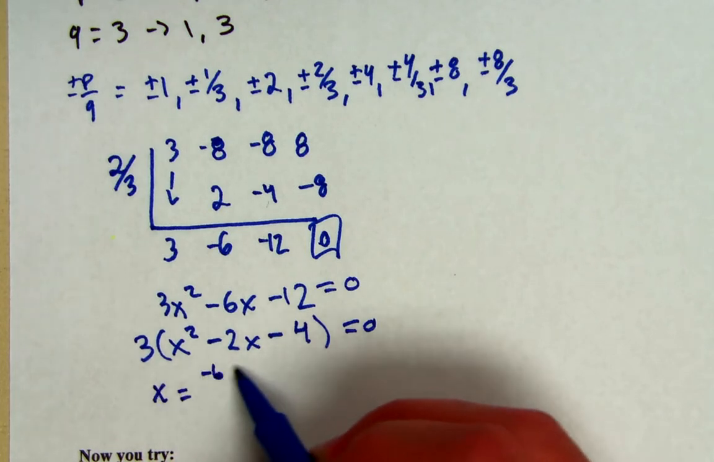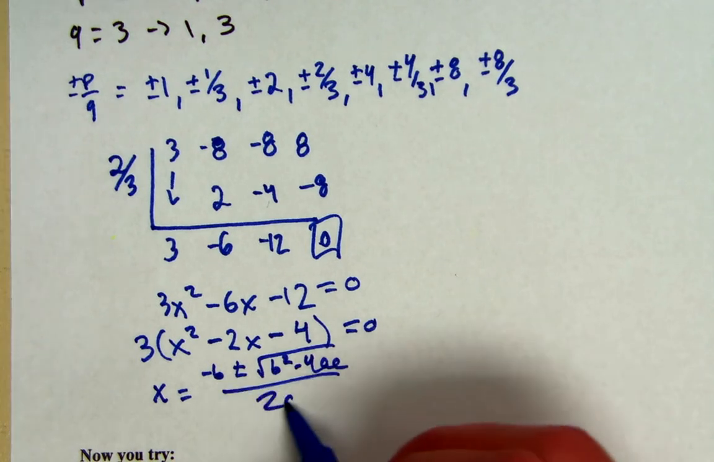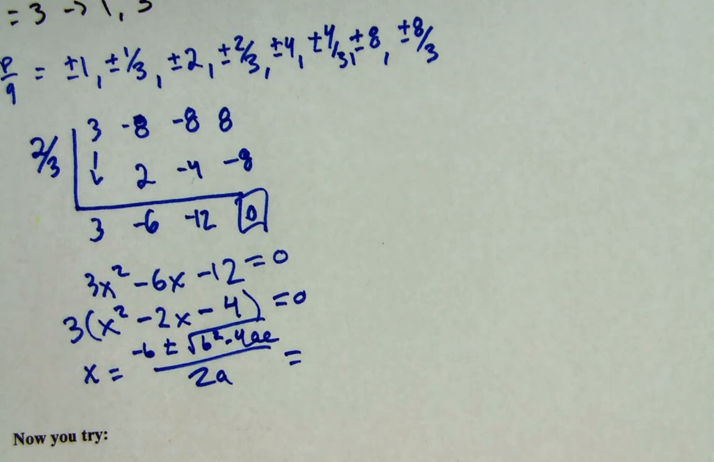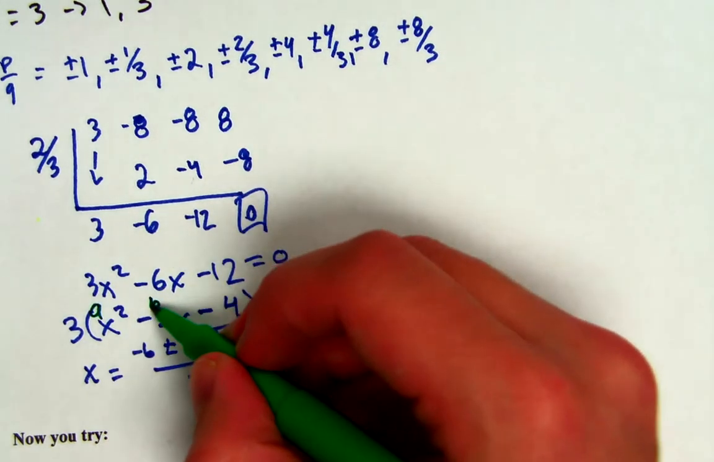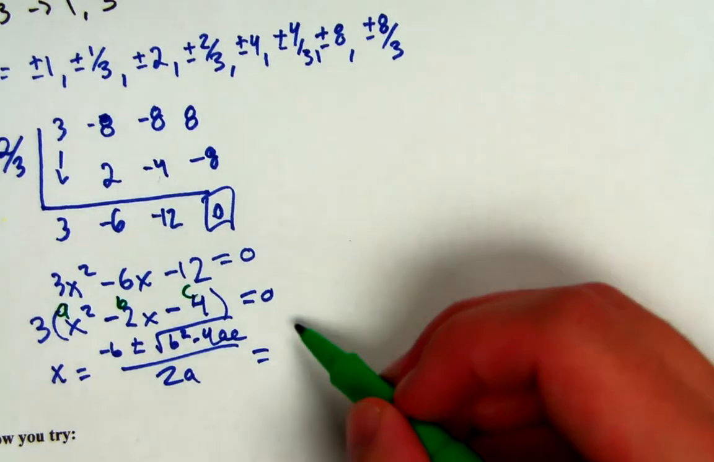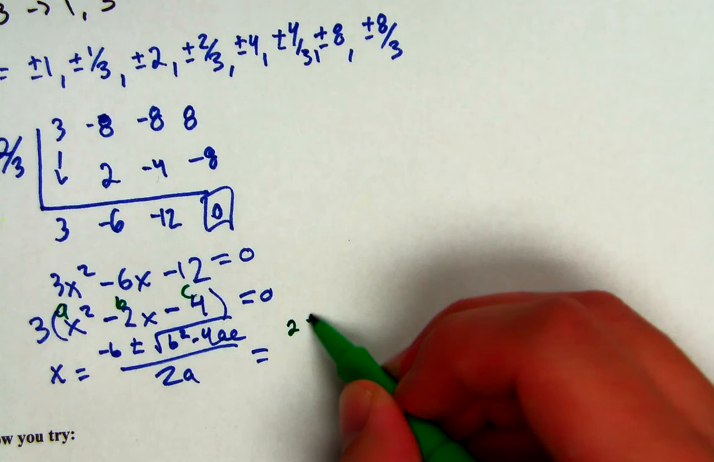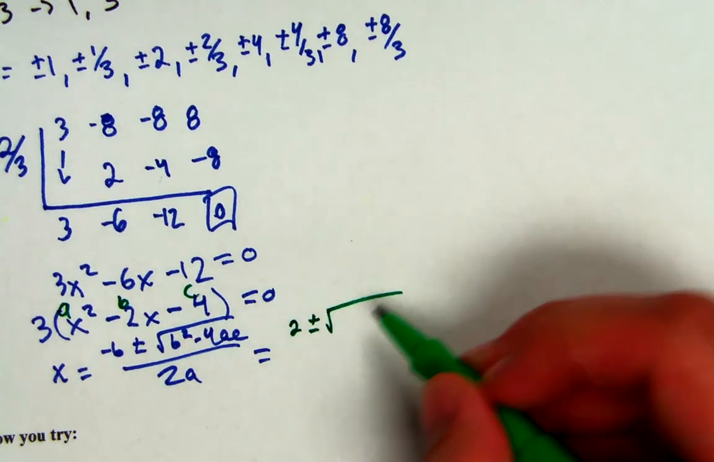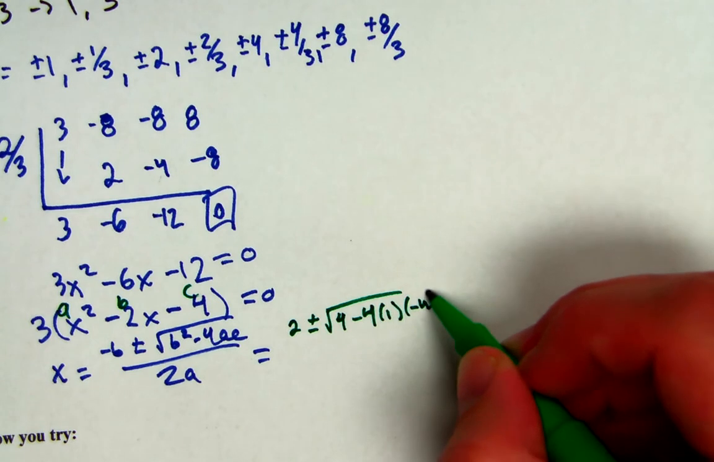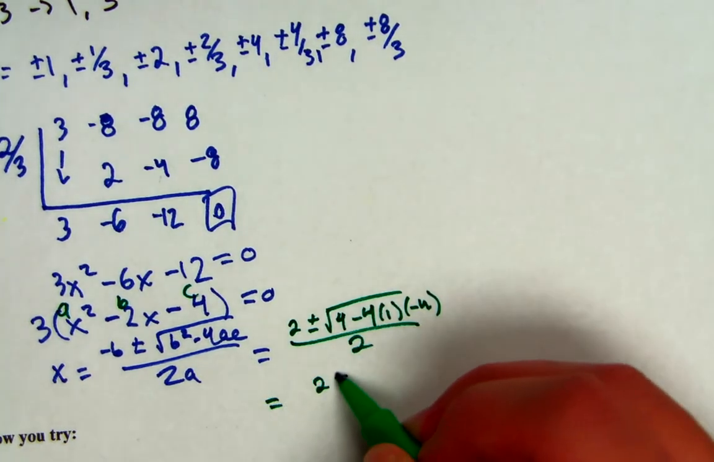x equals the opposite of b plus or minus the square root of b squared minus 4ac, all over 2a. So the opposite of b. We've got a is 1, b is -2, c is -4. So the opposite of b is 2, plus or minus the square root of b squared. So -2 squared is 4, minus 4 times a is 1, c is negative 4, all over 2, which equals 2 plus or minus the square root.